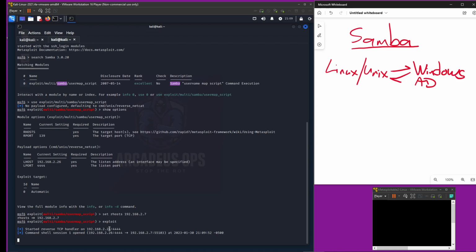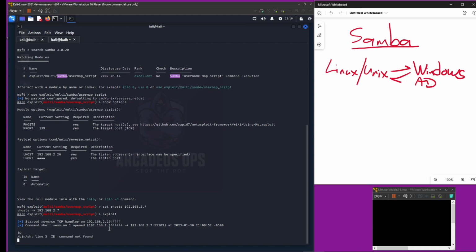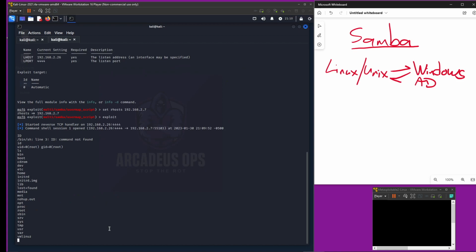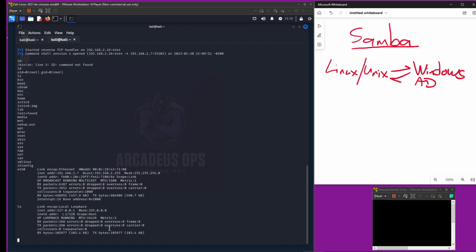Let's have a look. What's my ID? Oh, sorry. id. I am root. So now let's have a look at the listing of that. Right. I have config, and there is my machine. So I am now in a root shell on the Metasploitable 2 machine.